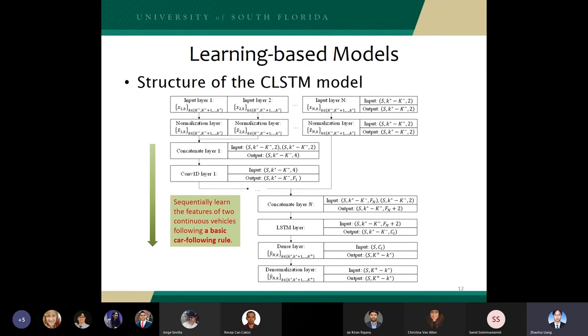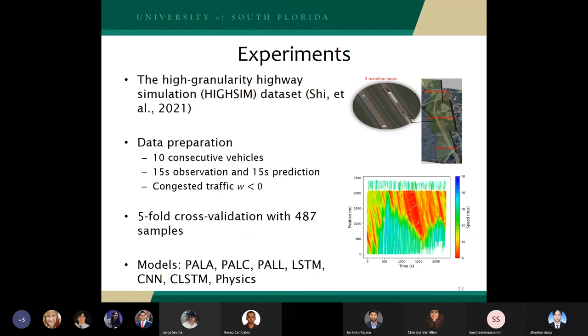The idea of the CLSTM model is to sequentially learn the features of two continuous vehicles, following a basic coupling rule that vehicles will follow their preceding vehicles one by one from downstream to upstream. Then a set of experiments is conducted to test the model performance.